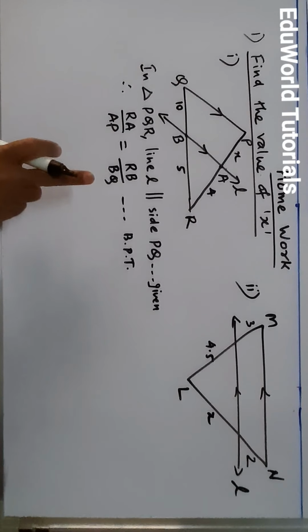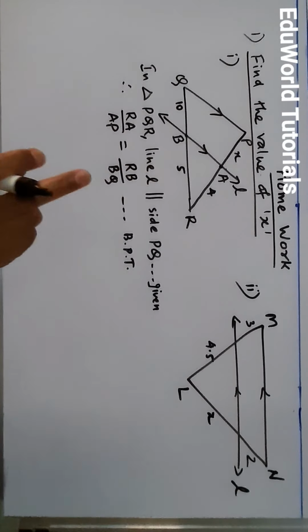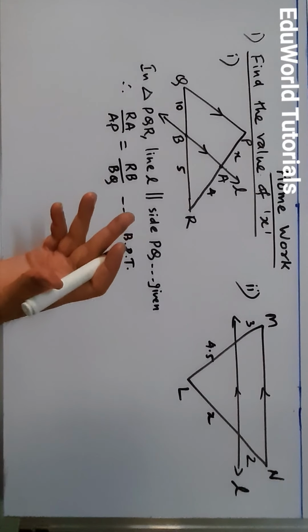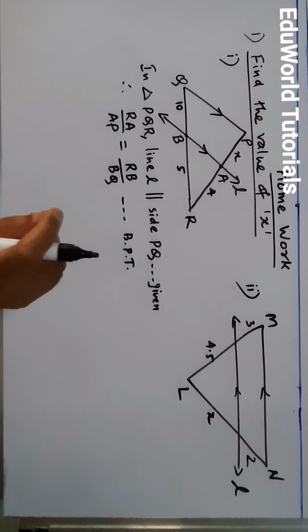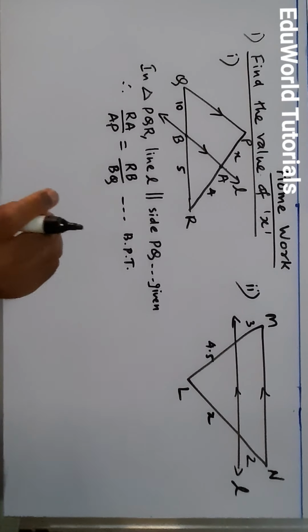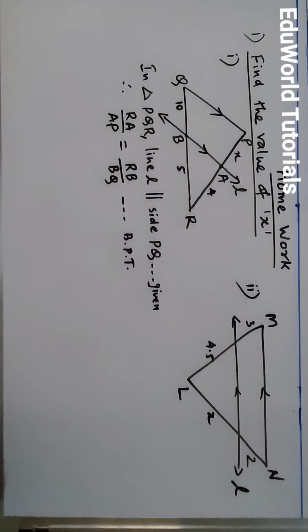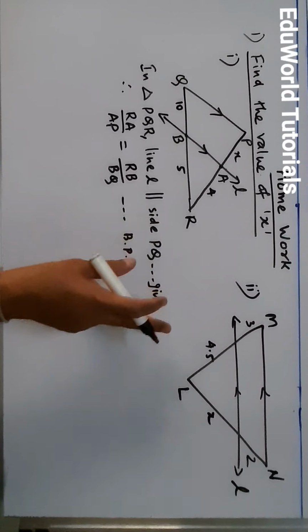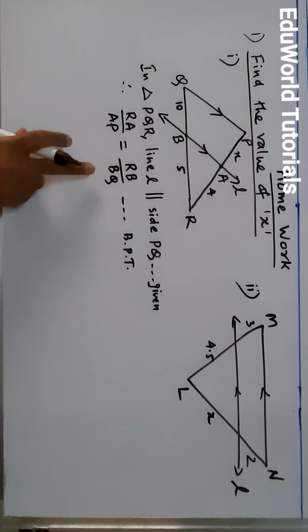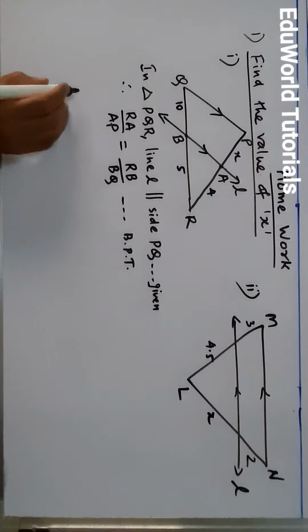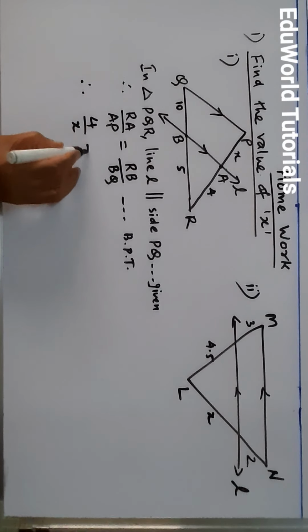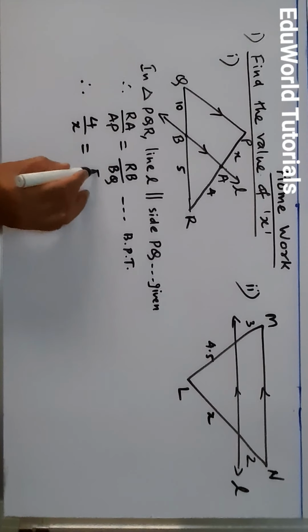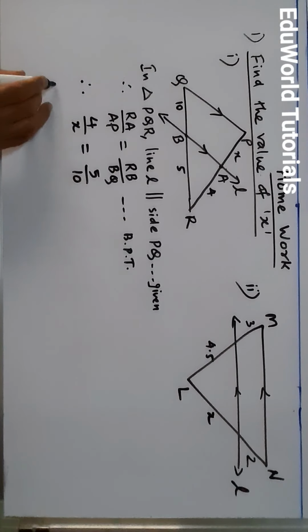Practice set 1.2 is entirely based on the basic proportionality theorem, its converse and 2 more properties, which we will study in the next lecture. The 2 more properties are the property of the angle bisector of a triangle and the property of 3 parallel lines and their transversals. But because these sums are based on BPT, we will solve them this way. Put the values now. RA is 4, AP is x. We have to find the value of x. RB is 5, BQ is 10. You know what to do.